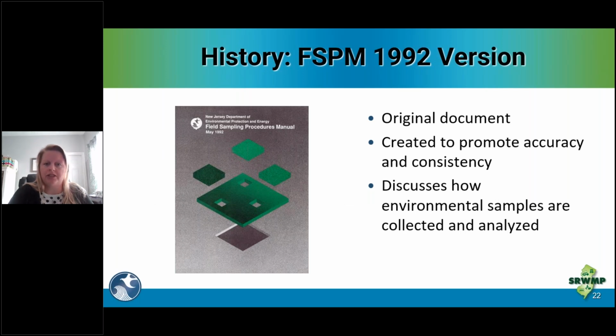The Field Sampling Procedures Manual was originally written in 1992. It was to promote accuracy and consistency and discuss how environmental samples are collected and analyzed. This document was only available in paper form. Next slide.